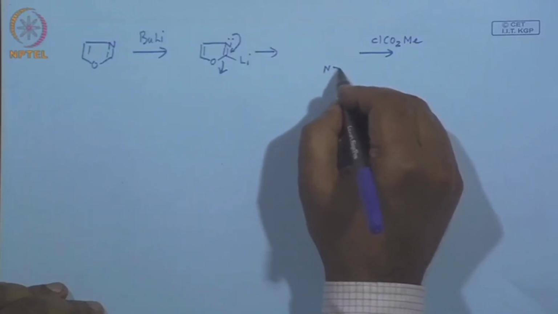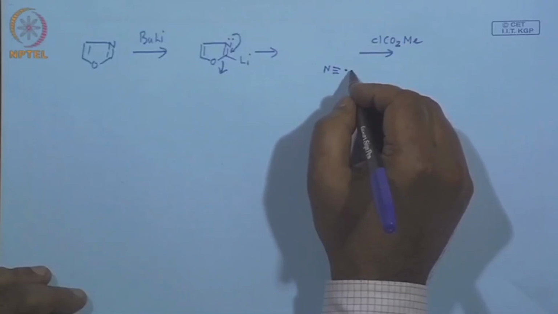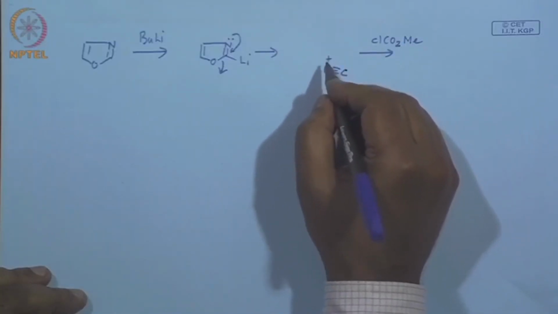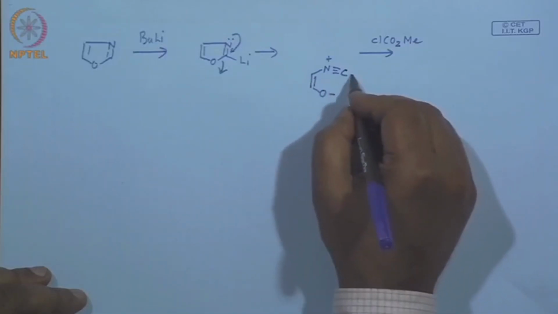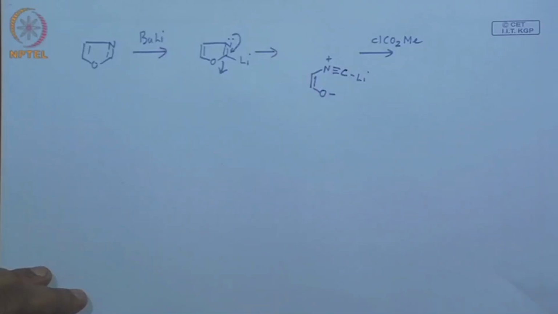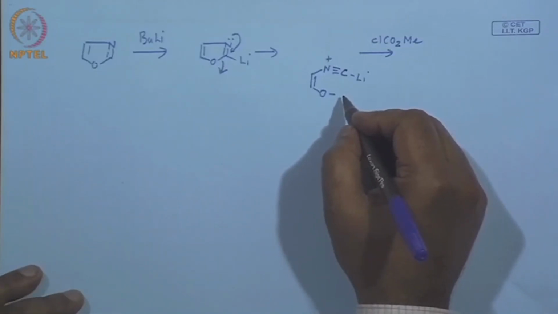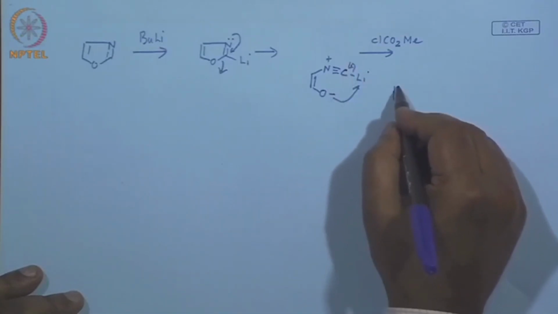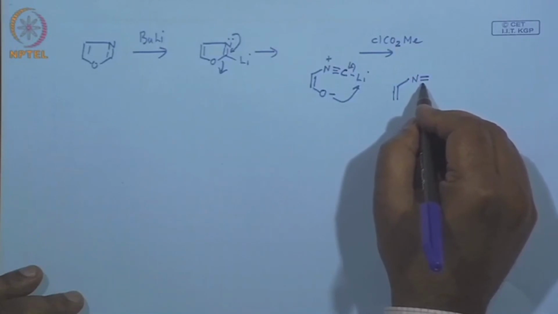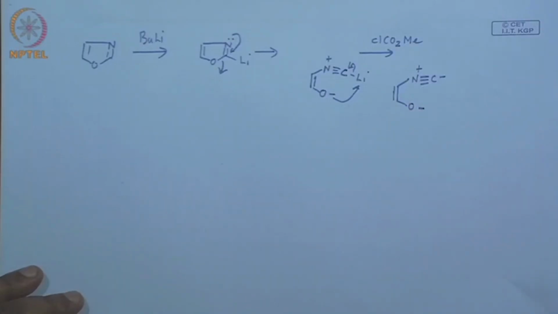So, what you will find is this, plus, this is minus, and now lithium, right. And obviously, so what you get then is, what is it? Just an isocyanate.